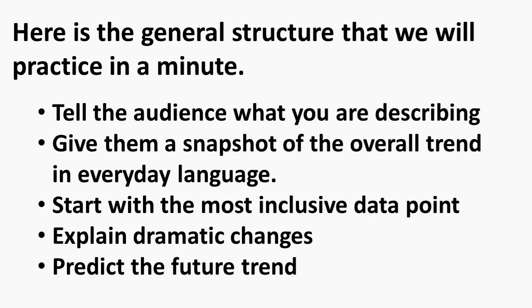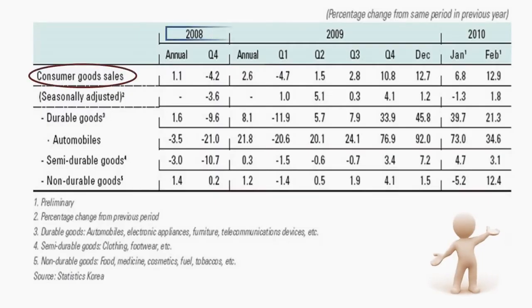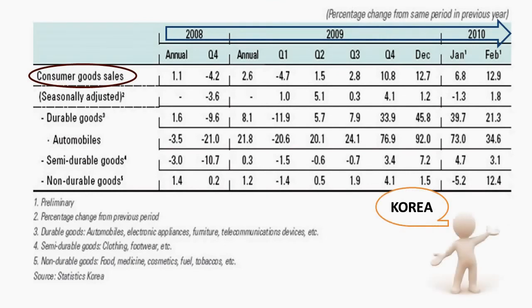Here's an example. Good morning, ladies and gentlemen. Today I'd like to talk about consumer goods sales in Korea from 2008 to 2010. As you can see, these last few years have been traumatic for the economy, reflected here in the manic bipolar fluctuations in the consumer goods sales.